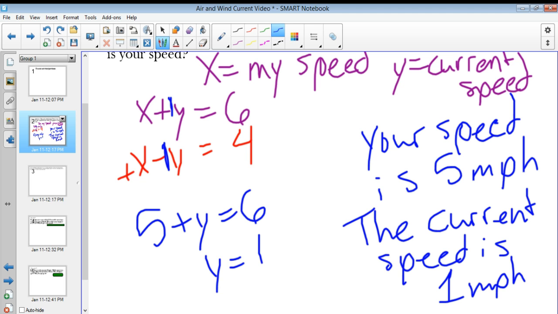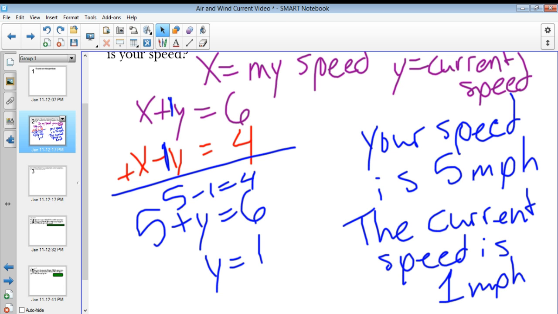And that makes sense, right? Because you can check that answer by putting 5 and 1 back into this bottom equation and say 5 minus 1 is equal to 4. And it is. So we know that that is the correct answer. So your speed is 5 miles per hour. The current speed is 1 mile per hour.